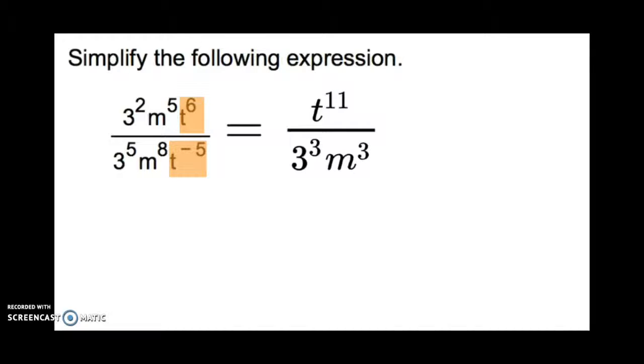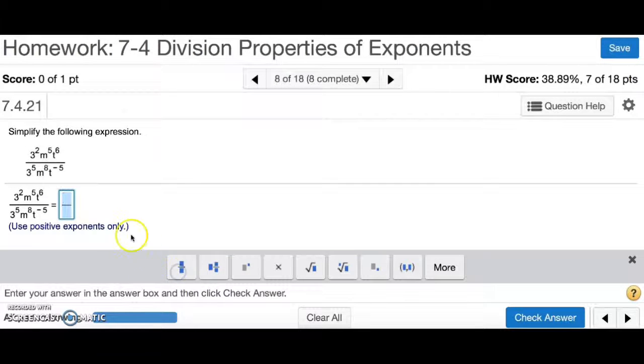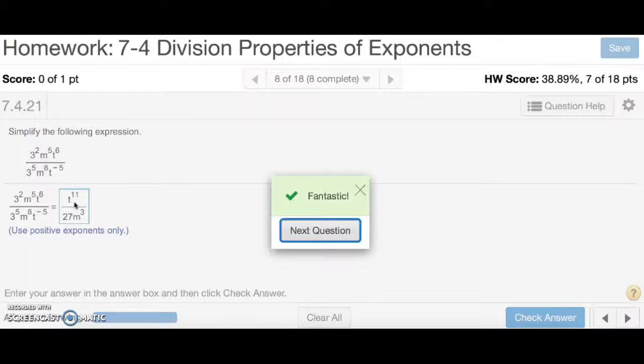Okay, so now I simplify the 3 to the 3rd, which is 27, so t to the 11 over 27m to the 3rd is my answer. So typing that in, I have t to the 11th. At the bottom, I have 27m to the 3rd. And that is my answer for number 8.